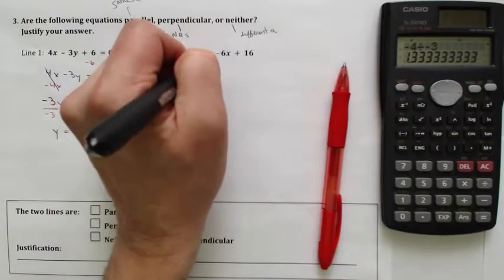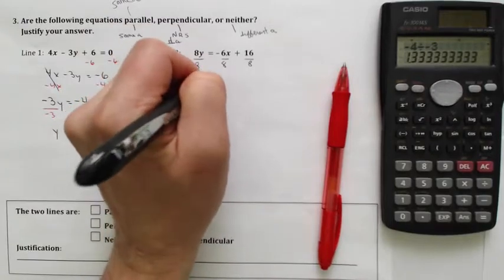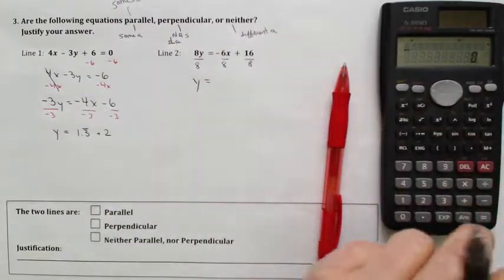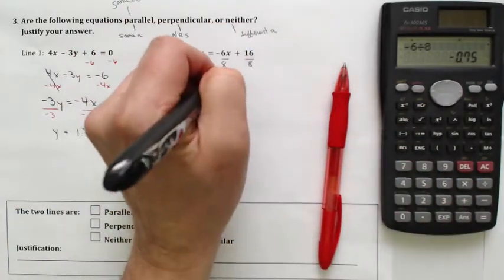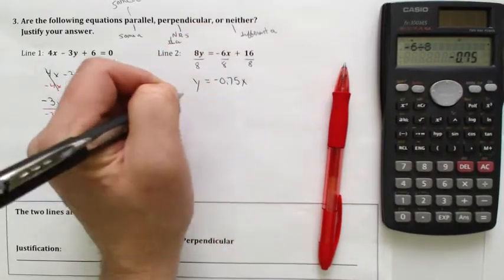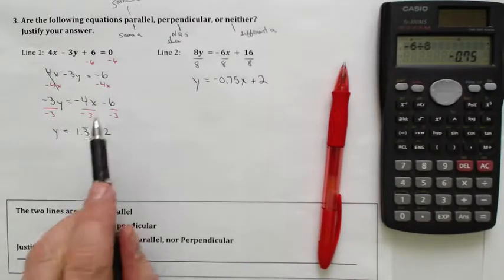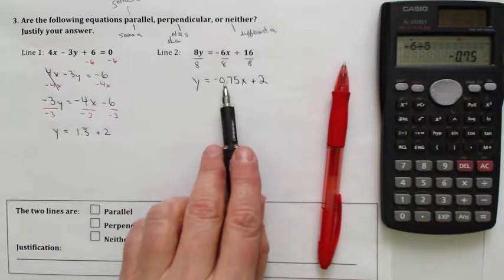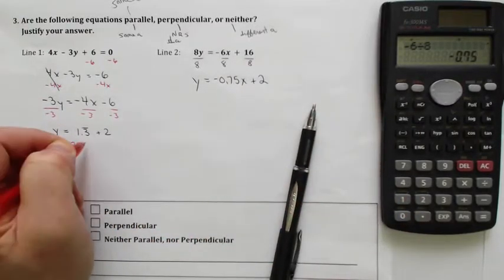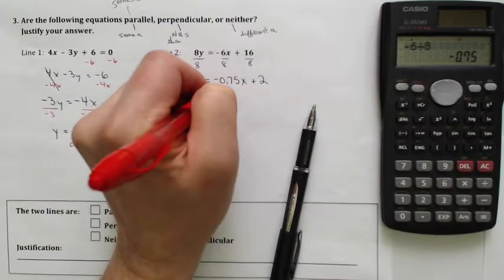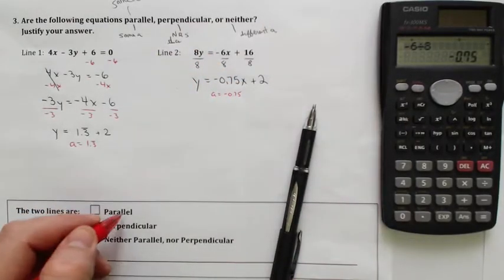Over here, a little easier. I only have a little bit of work to do. I just have to divide everything by 8. And that's going to leave me with y is equal to negative 6 divided by 8, which is negative 0.75 x plus 2 again. So we can see right away that the lines are definitely not parallel. This slope, this A over here and this A over here are not at all the same. The A here is 1.3 repeating, and the A here is negative 0.75. So I can scratch out parallel.